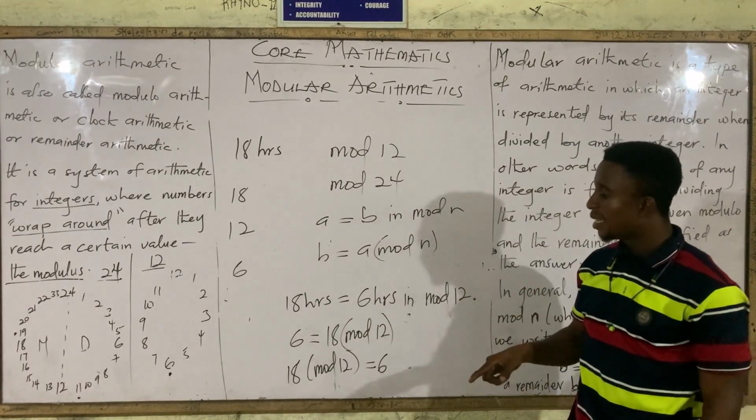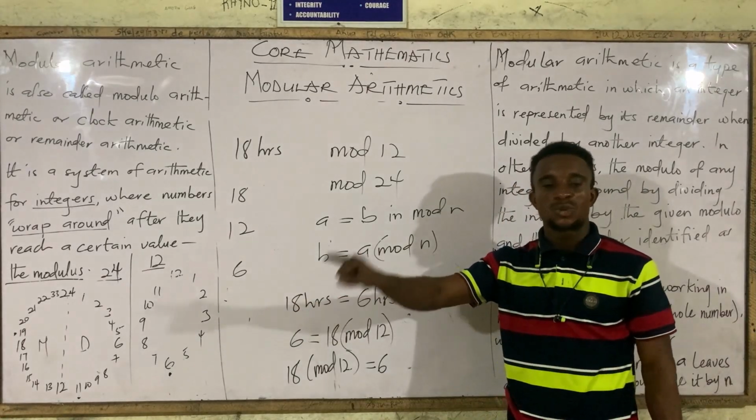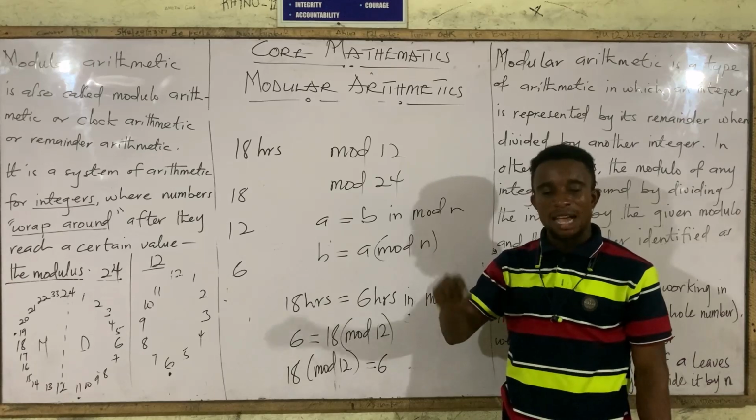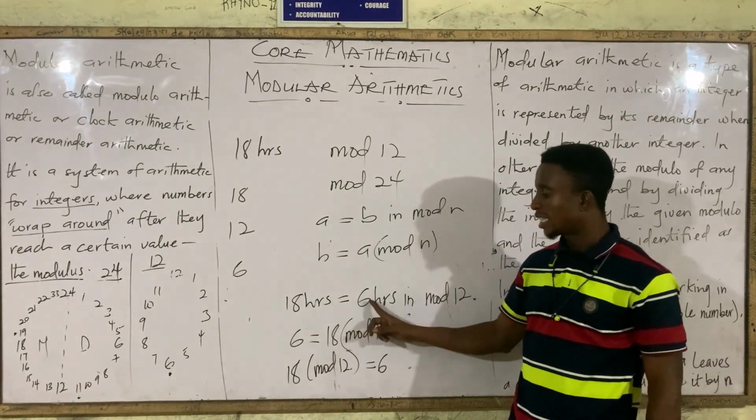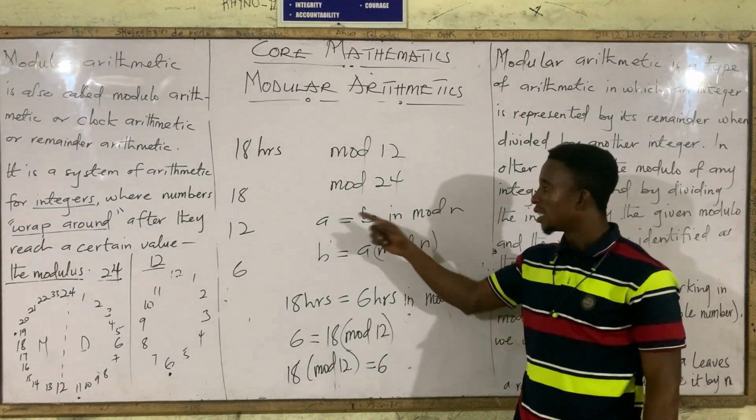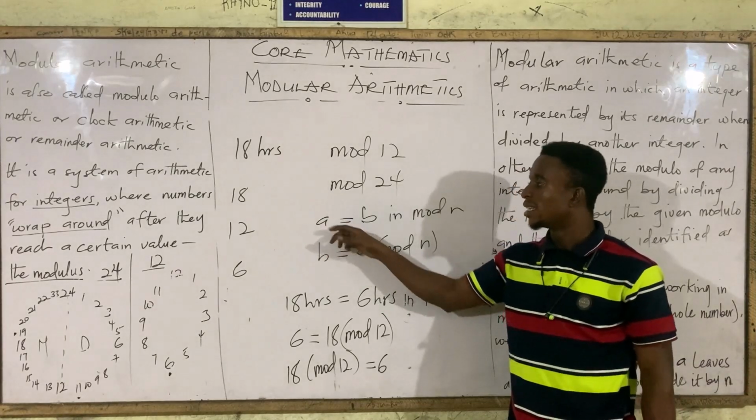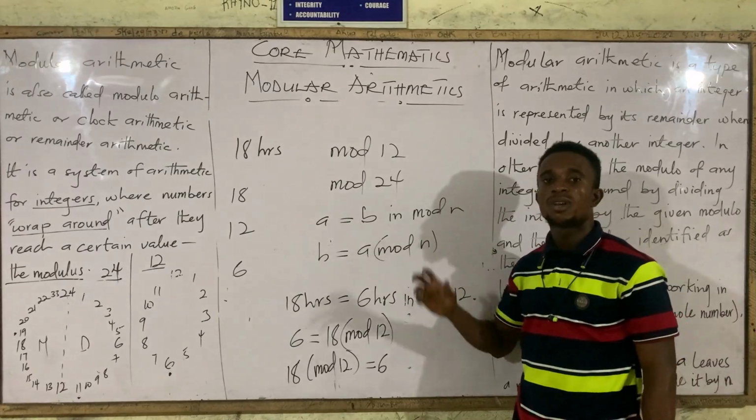So always we are saying that the number that we are converting to that particular modulo should always be equal to what? The remainder. Whenever we take it in that particular modulo, the number we are converting should always be equal to the remainder in that particular modulo.